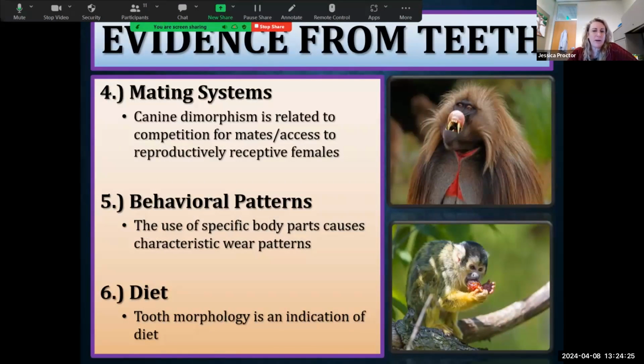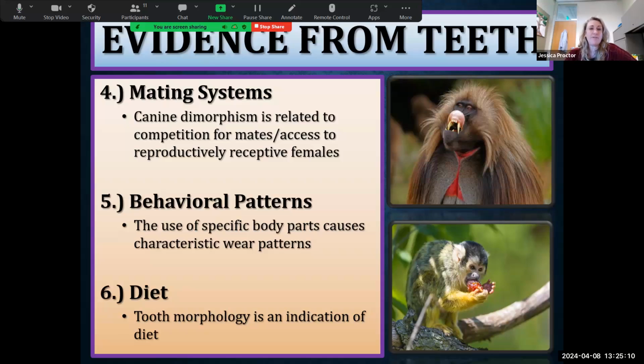Mating system. So again, those primate species that are heavily sexually dimorphic tend to be more competitive and tend to have polygynous mating strategies. So one male, multi-female. So we see that canine dimorphism is related to competition for mates and access to reproductively receptive females. So if we notice that there's high levels of sexual dimorphism in the canine size, that can not only give us information about whether this primate was biologically male or female, but can also give us information about that primate's reproductive strategy. Was it polygamy? Was it polyandry? Was it monogamy? And that can also give us information, or at least help us develop a hypothesis as to that primate's mating strategy.